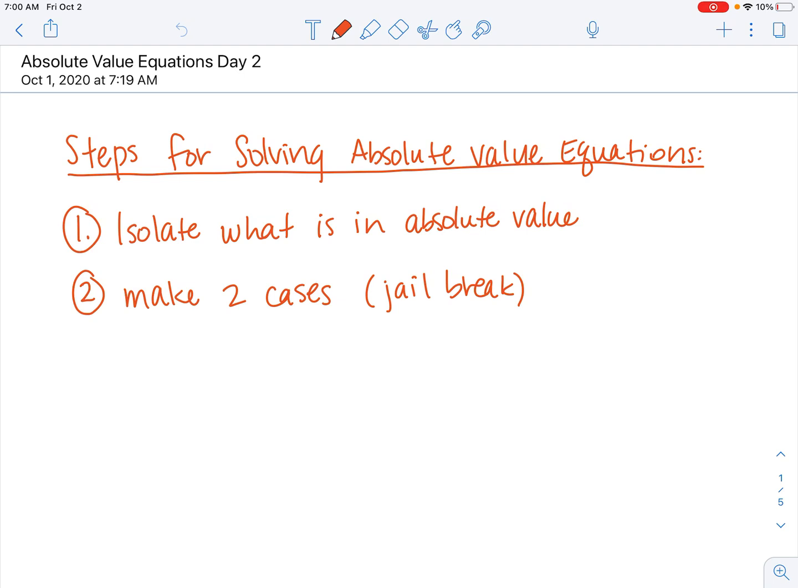You must make your two cases as soon as you have everything on one side of the equation isolated in absolute value. So we'll do a couple of problems together, and then you'll be able to try one on your own.